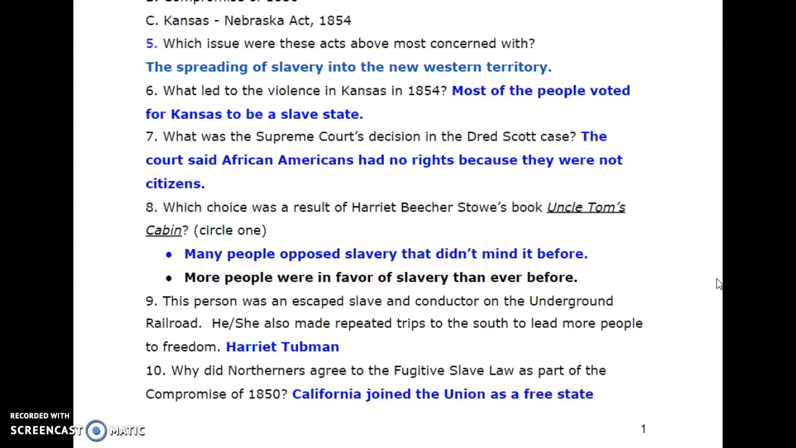Number eight, which choice was a result of Harriet Beecher Stowe's book, Uncle Tom's Cabin? And that is number one, many people opposed slavery that didn't mind it before. Harriet Beecher Stowe was part of a family that was very active in different reform movements of that day and age, like women's rights and the banning of alcohol and of course anti-slavery. And this book she wrote really for an audience of the North. That was who her intended audience was.